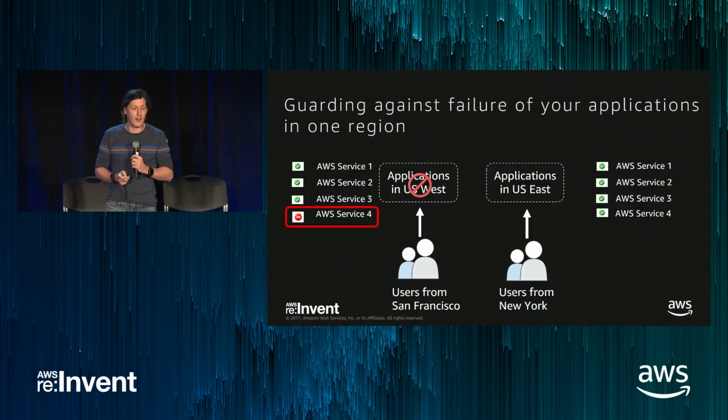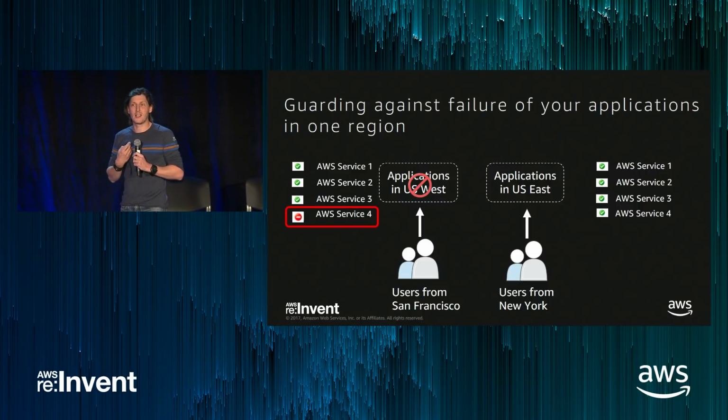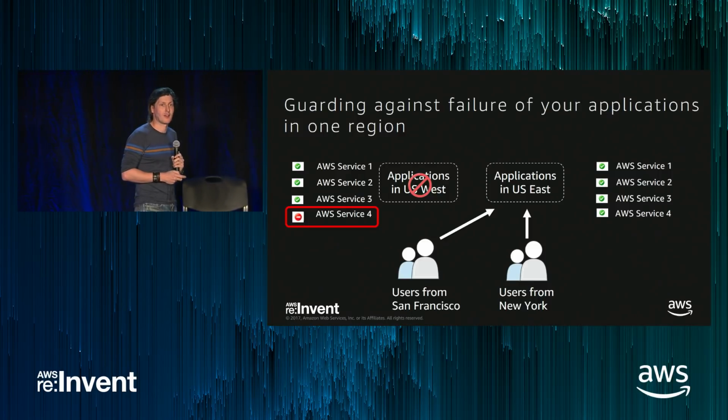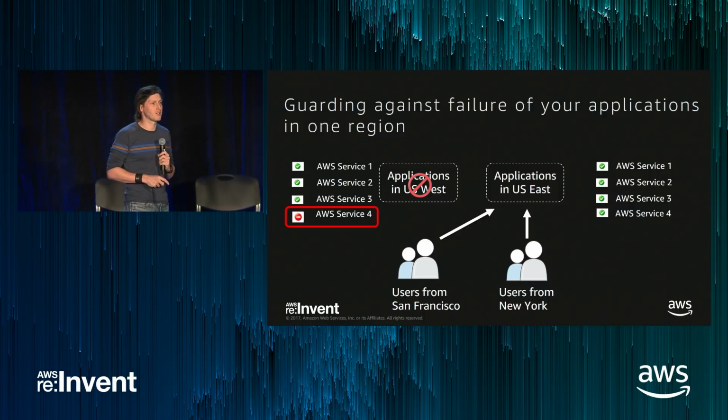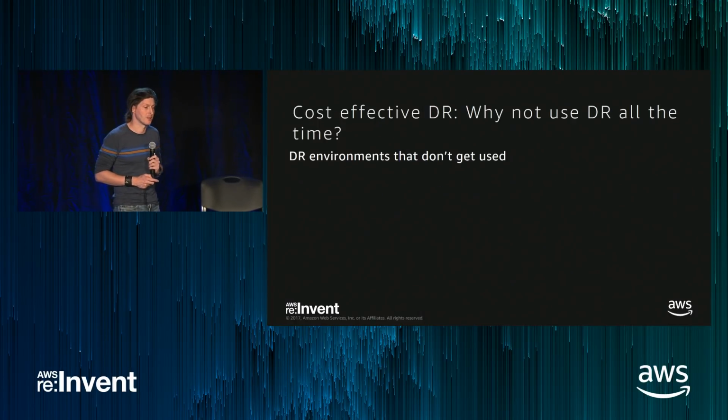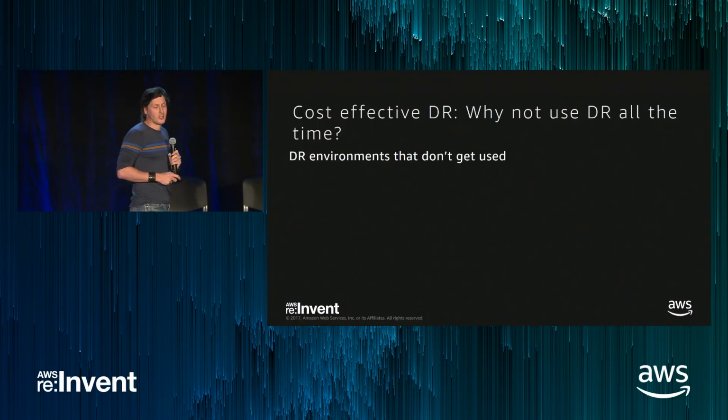So that service has failed. We're going to therefore fail the region from the application perspective, and we're going to direct all the users to the other region. The other region is still working for the majority of services. It's just that one service that's having a little bit of a hiccup. This is how you get high levels of availability. What about cost-effective DR?